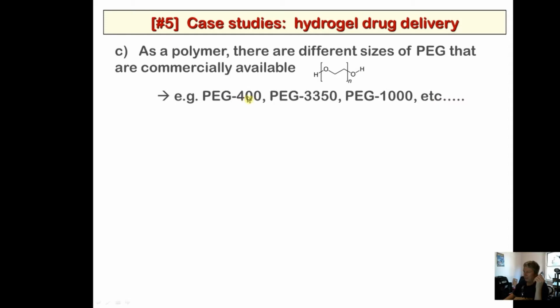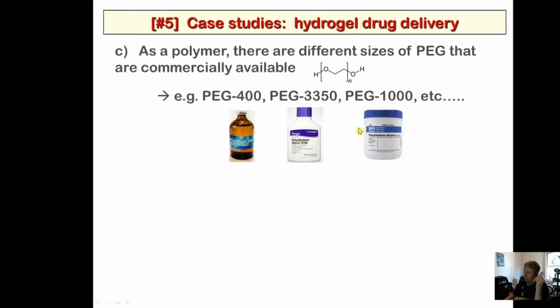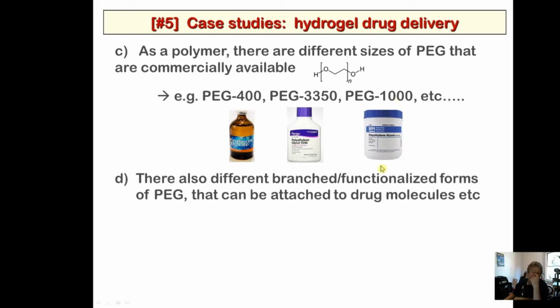Okay, so being a polymer, there are different sizes of it, and you'll see these occasionally. It'll be like PEG 400, PEG 3350, PEG 1000. What does the number refer to? It's the molecular weight in kilodaltons. PEG 400, 3350, 1000 are different sizes of PEG. There are also different branched or functionalized forms of PEG that can be attached maybe to a drug molecule, and that's going to be useful in this hydrogel discussion that we're talking about.